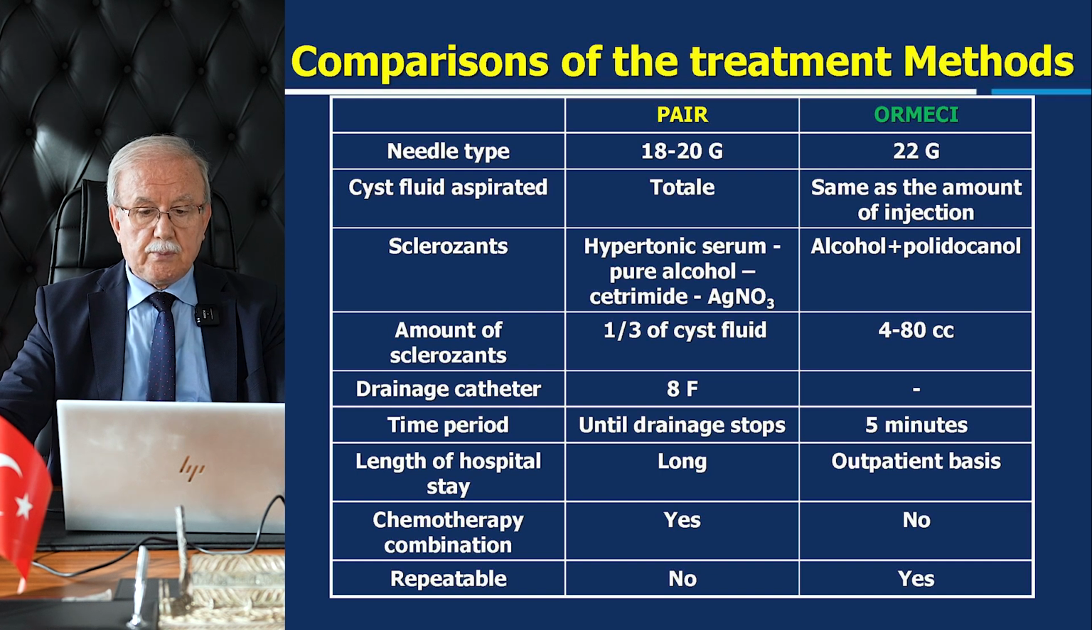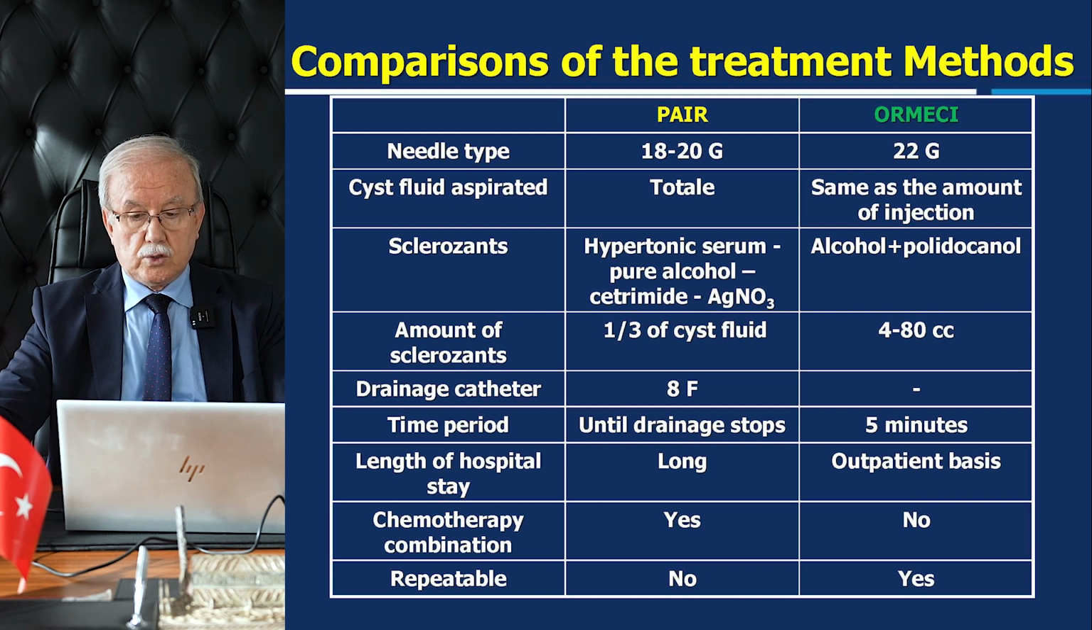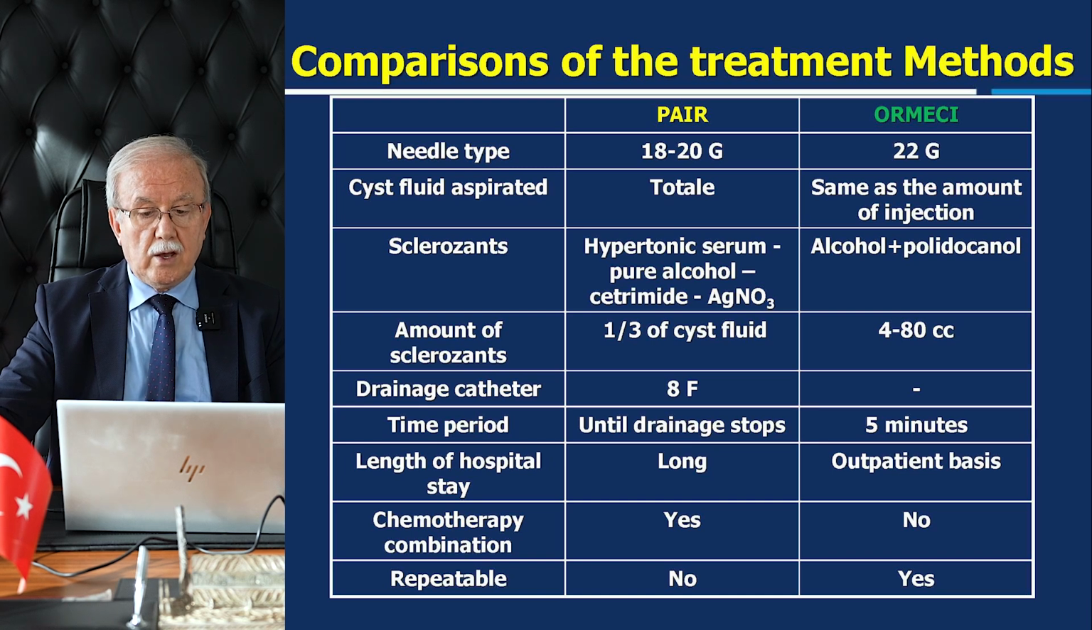There are differences between the PAIR technique and the Örmeci technique. The PAIR technique uses an 18 to 20 gauge needle, but we use a 22 gauge needle. Why? Because if you use a thicker needle, then you may have leakage of the juice, and you can have a recurrence. Because of that, we generally use as thin a needle as possible.